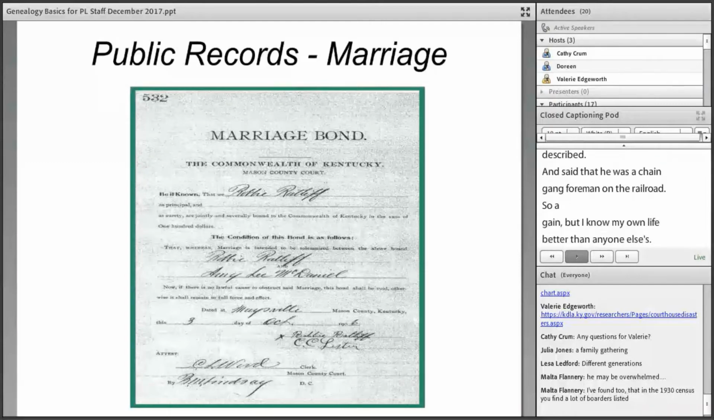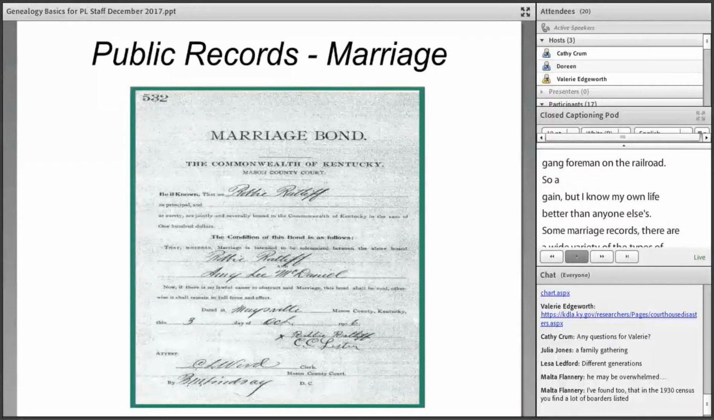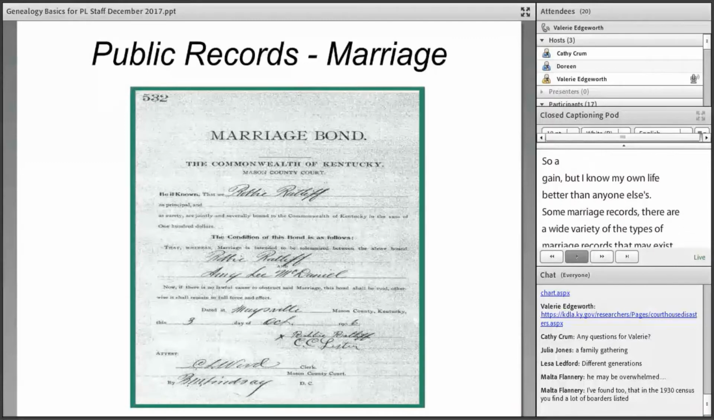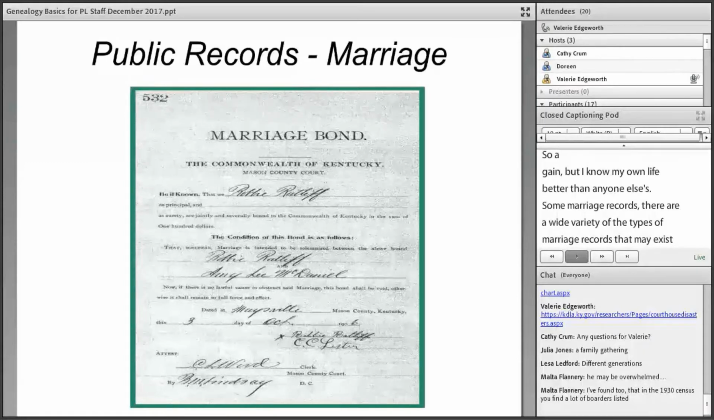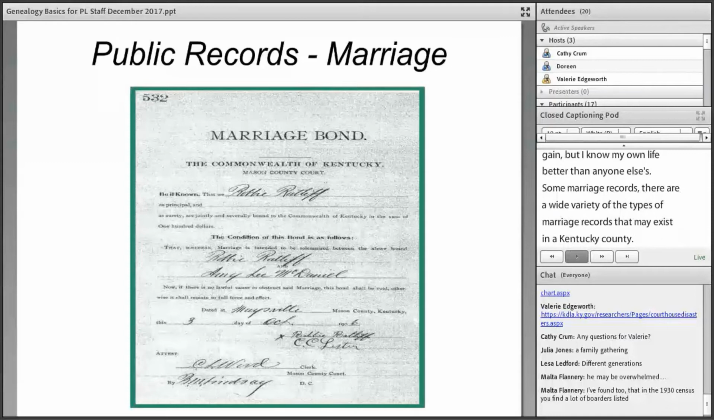There are a wide variety of the types of marriage records that may exist in a Kentucky county. And I'm going to refer to a book resource that if you do not currently have in your collection, I strongly encourage you to get. And I'll explain why in a little while.